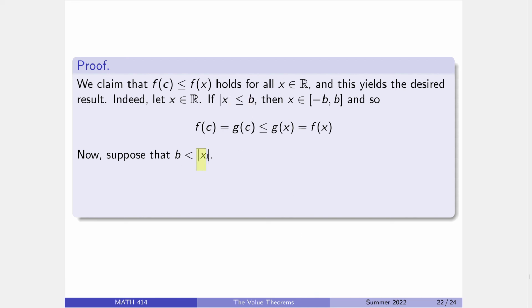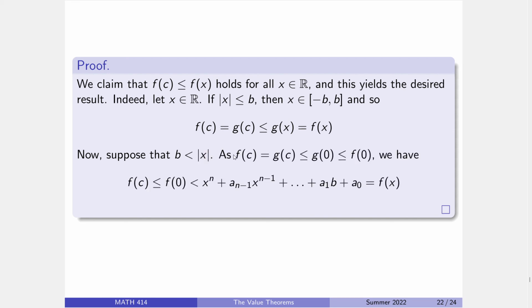Now let's say x is strictly bigger than b in absolute value. f of c is equal to g of c, and as we noted, g of c is less than or equal to g of 0, which is less than or equal to f of 0, but remember how b was constructed. Anything bigger than it exceeds f of 0, but we know that's less than or equal to f of c, and there we go. Every even polynomial has a minimum.